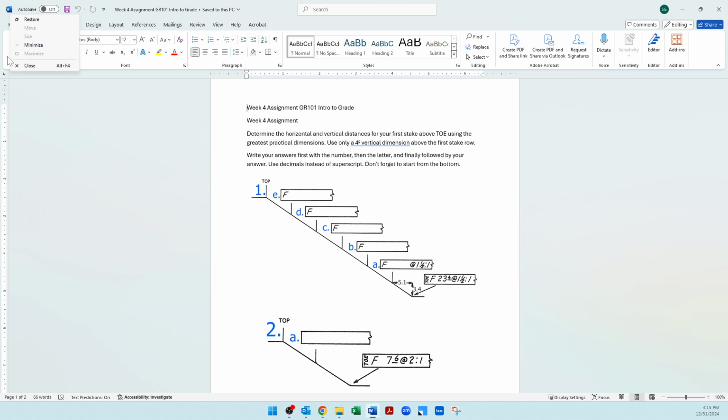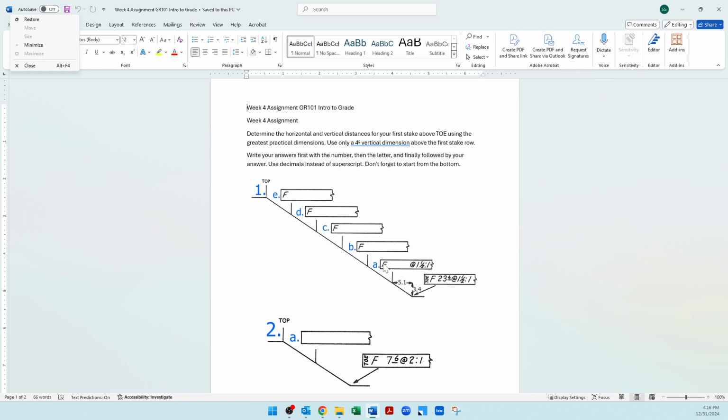3.4 times 1.5 equals 5.1. Hallelujah. So we know we'll set this first stake, 3.4 will be the vertical, and we'll go over 5.1, and guess what? The rest of it is going to be 4-foot verticals, right? So what's the fill going to be right here? Well, we just got rid of 3.4 of this total fill of 23.4, so that gets rid of it.